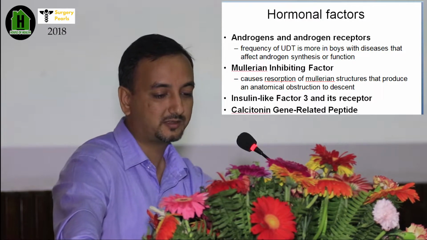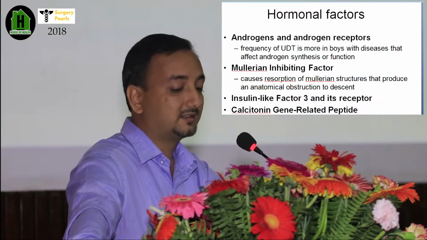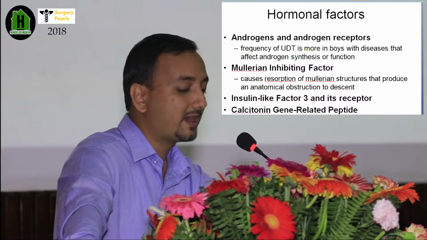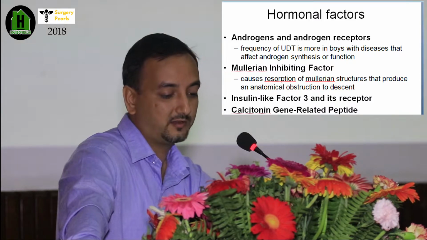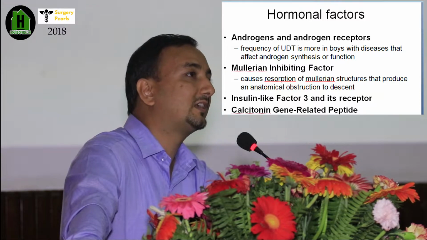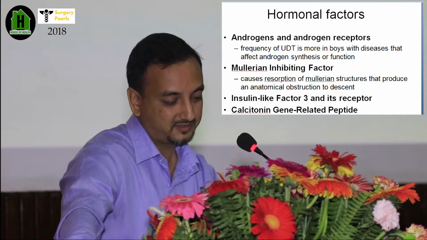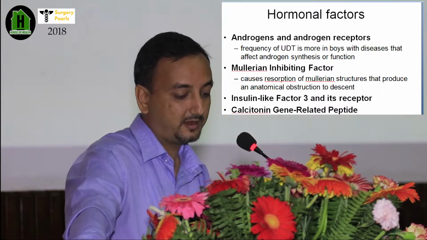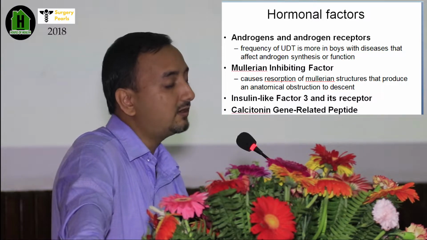for descent. The other important factors are hormonal factors, among which androgen and androgen receptors are important, because it has been shown that the frequency of undescended testis is more in boys with diseases that hamper androgen synthesis. Then there is Mullerian inhibiting factor, because without resorption of the Mullerian structures, there is always an anatomical impedance to descent. And then there are insulin-like factor 3 and its receptor, calcitonin gene-related peptide, and epidermal growth factors. These are also important hormonal factors for testicular descent.